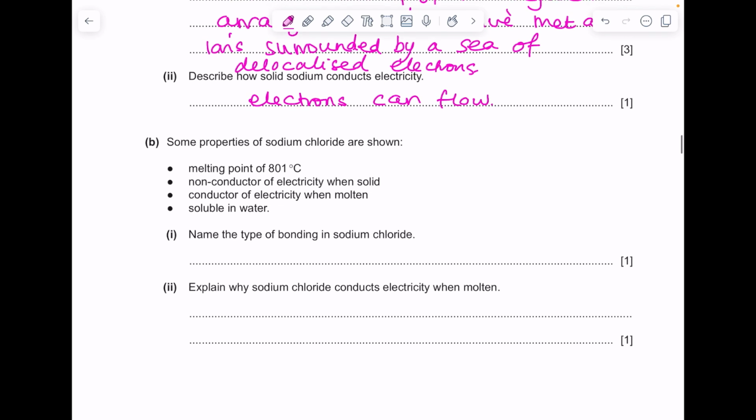Some properties of sodium chloride are shown. It has a melting point of 801 degrees Celsius. It's a non-conductor of electricity when solid. It's a conductor when molten. It's soluble in water. Name the type of bonding in sodium chloride, where you have a metal and a non-metal. So that should be screaming ionic bonding.